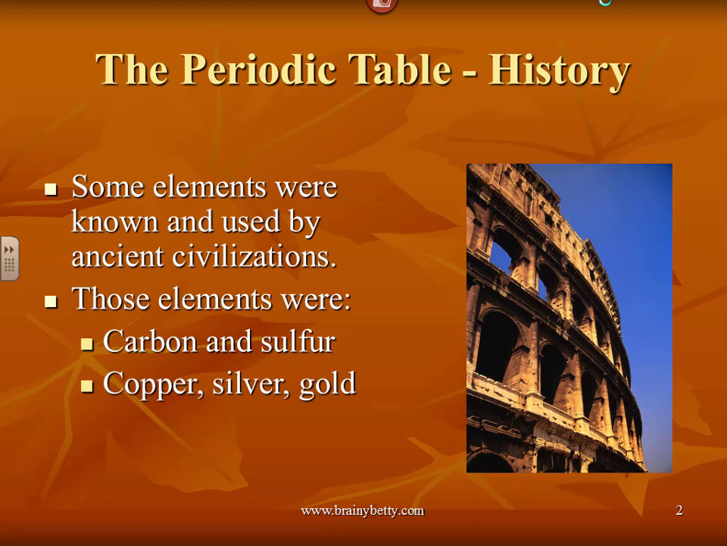Copper, silver, and gold. These are the ones that were typically used for trading or for money. And a few other ones. Iron, of course, we mentioned. Tin, antimony, and lead are a few others.